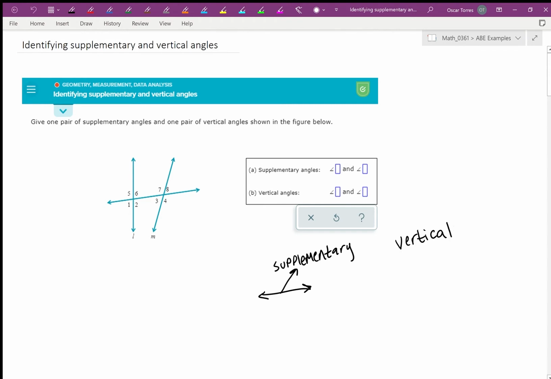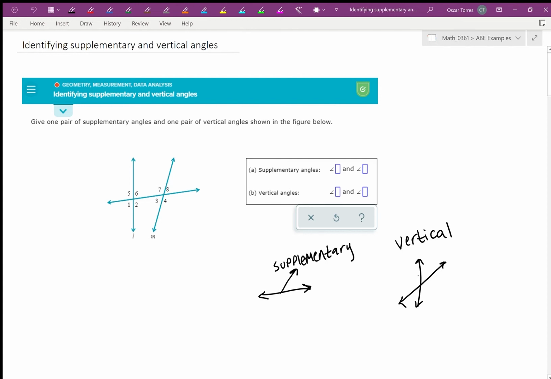Now, vertical angles are a bit different. It's whenever two lines intersect. So let's say I have this line here and another line that intersects that line. With this intersection, we form two pairs of vertical angles. Vertical angles are angles that you can think of as being across or on opposite sides of one another.